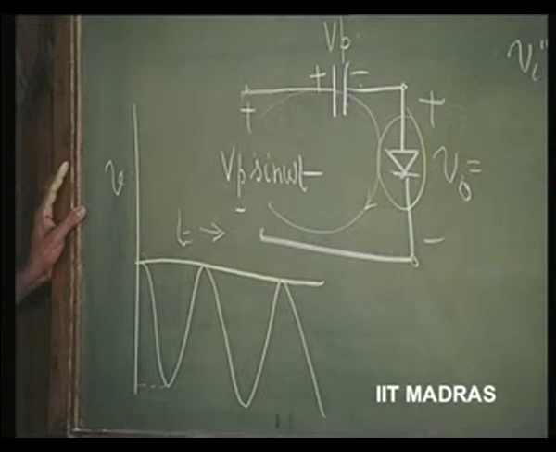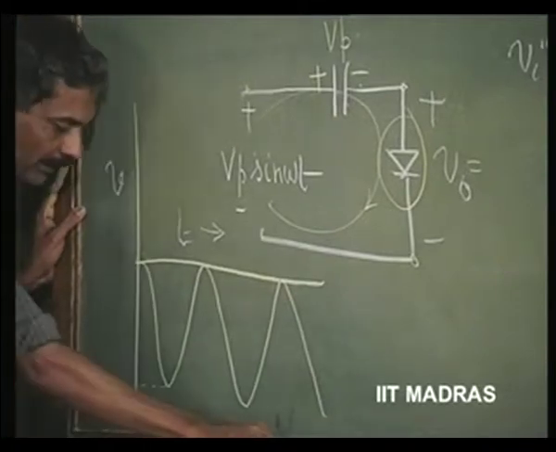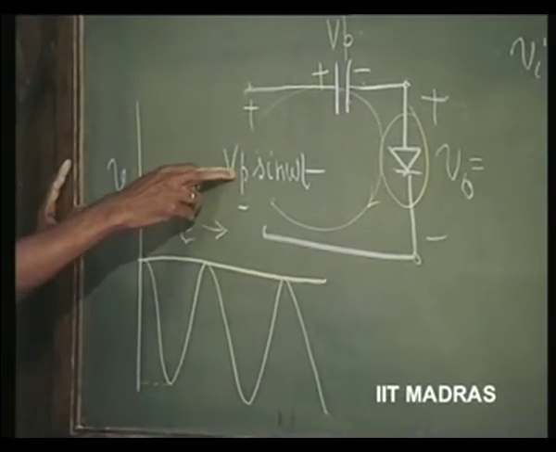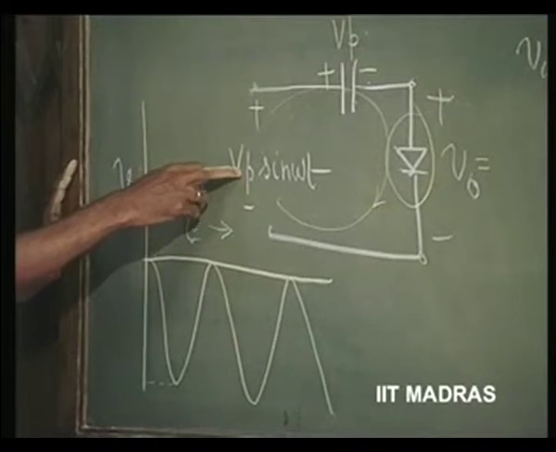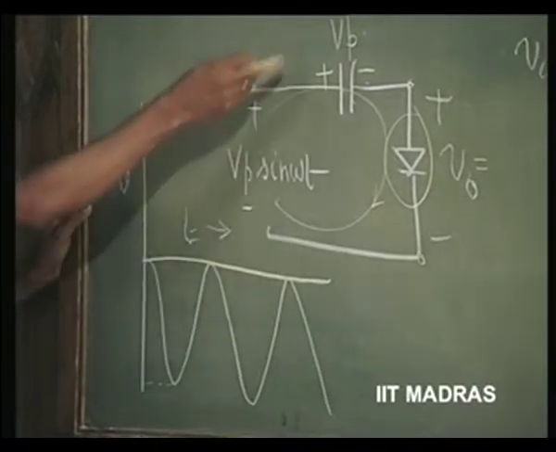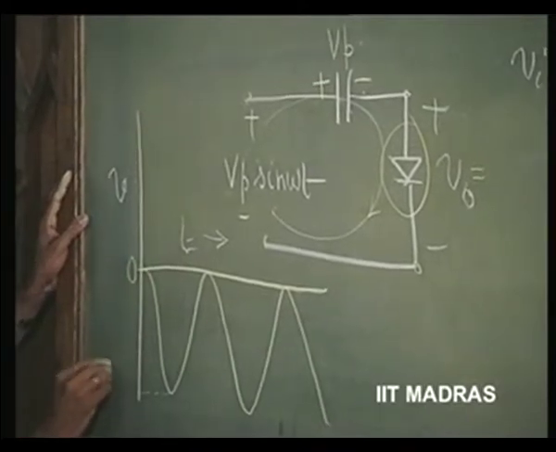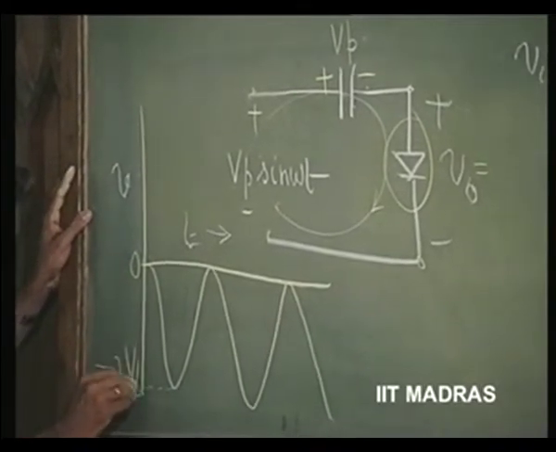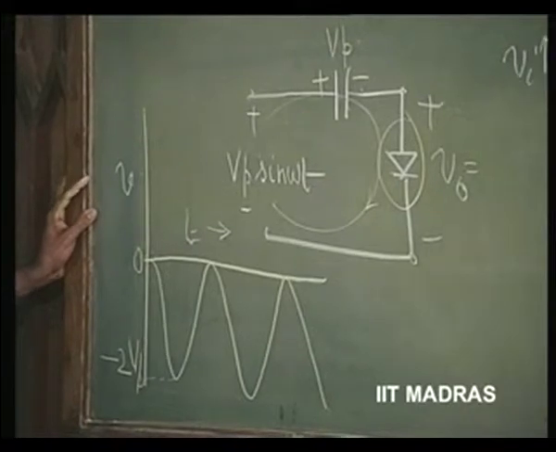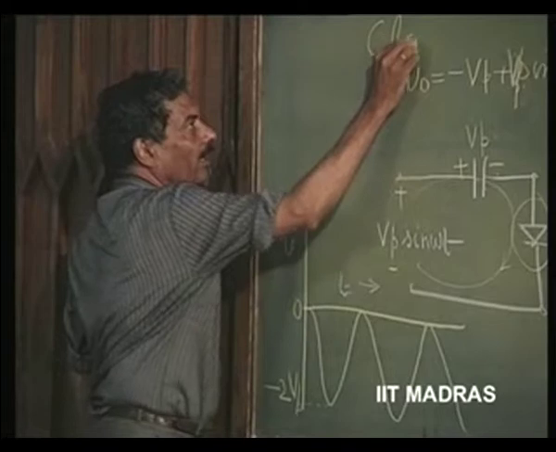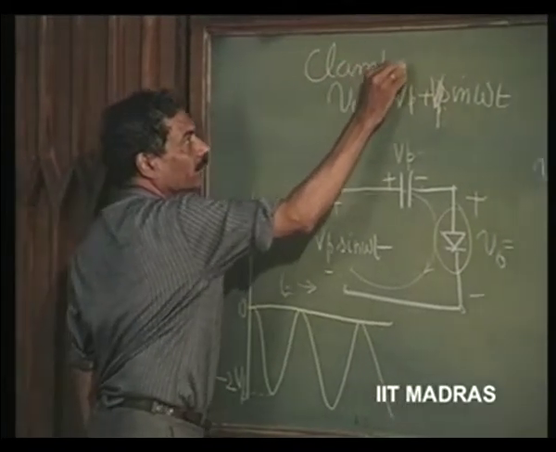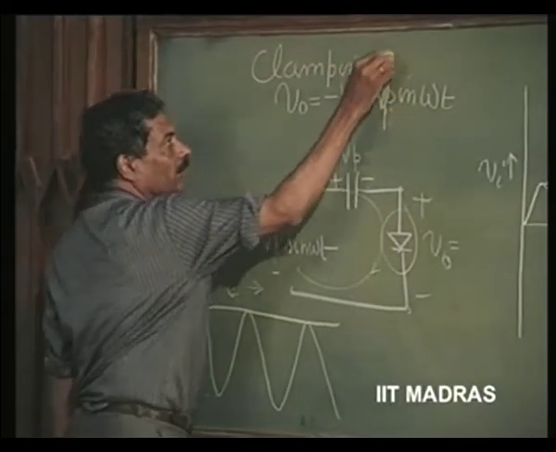What will be the value of this? Please note that this was minus Vp plus Vp or minus Vp, and therefore, it will be 0 or minus 2 Vp. So, minus 2 Vp. So, this is what is called a clamping circuit.